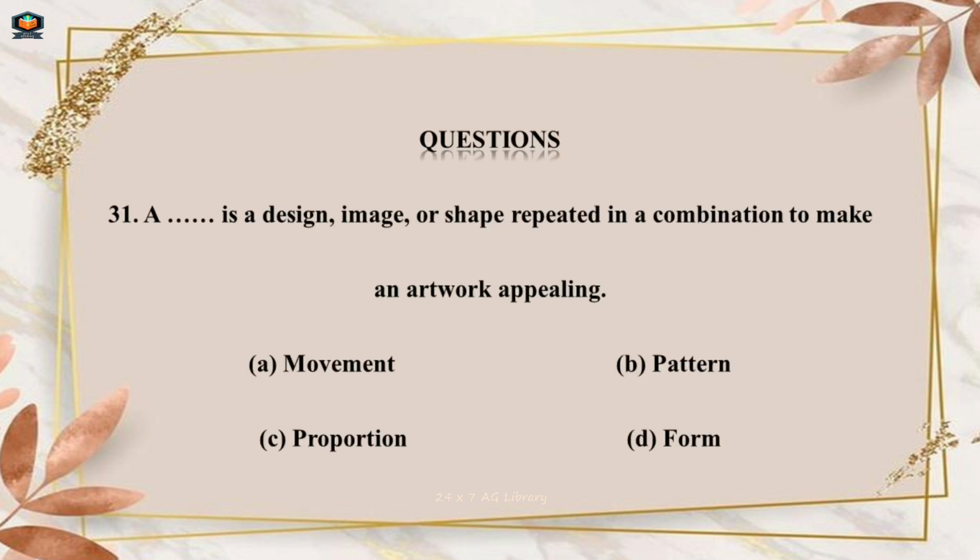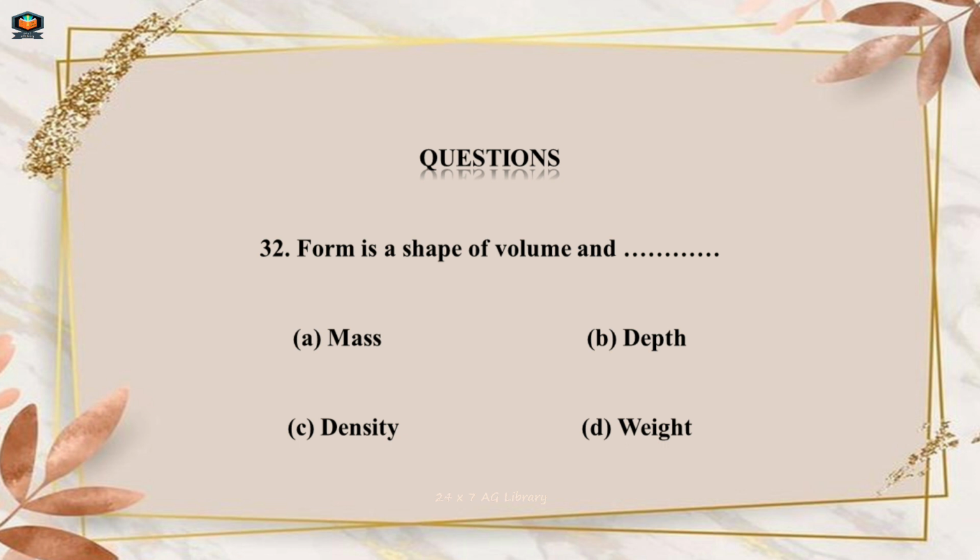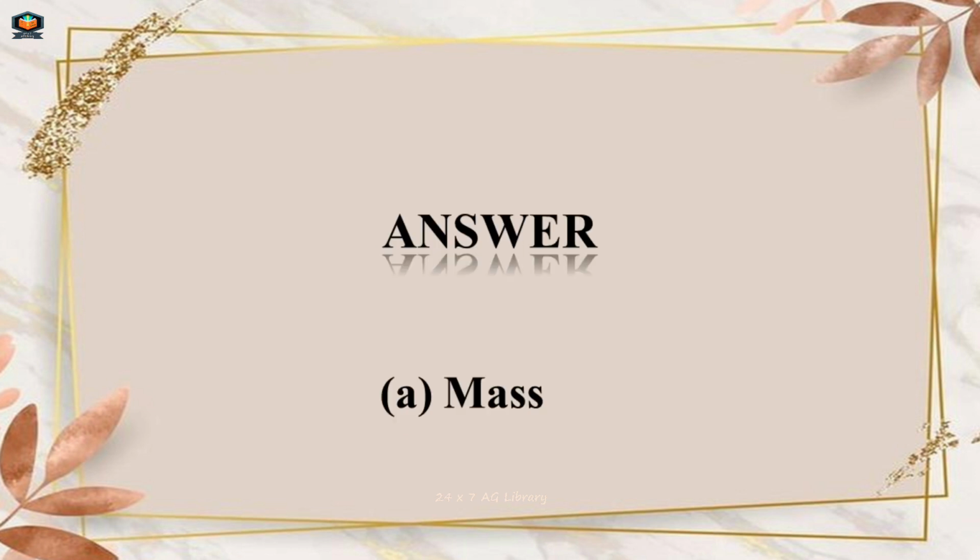Question 31. Is a design, image, or shape repeated in a combination to make an artwork appealing? A. Movement. B. Pattern. C. Proportion. D. Form. Answer: B. Pattern. Question 32. Form is a shape of volume and A. Mass. B. Depth. C. Density. D. Weight. Answer: A. Mass.